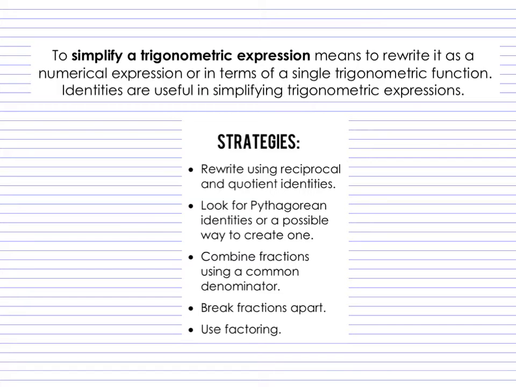Look for Pythagorean identities or a possible way to create one. If you can find sine squared plus cosine squared in an expression, you get to take that whole thing out, sine squared plus cosine squared, and substitute in 1 because those are the same. So think about those Pythagorean identities, because if we can get two squared expressions out of an equation and just put in a number 1, we're going to be in a lot better shape.